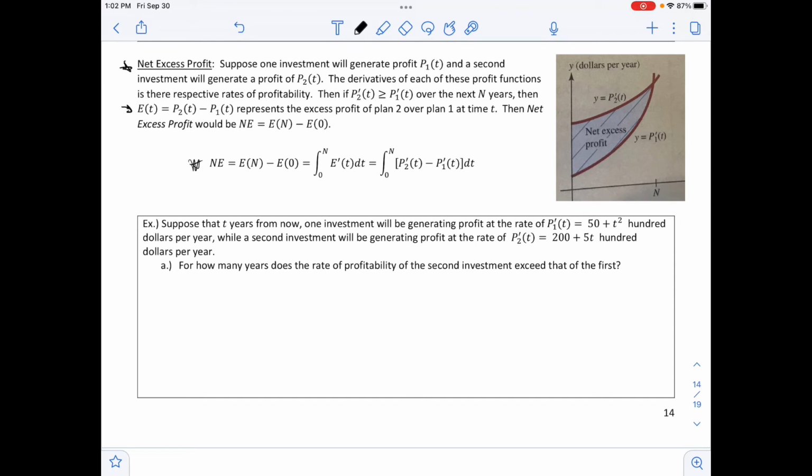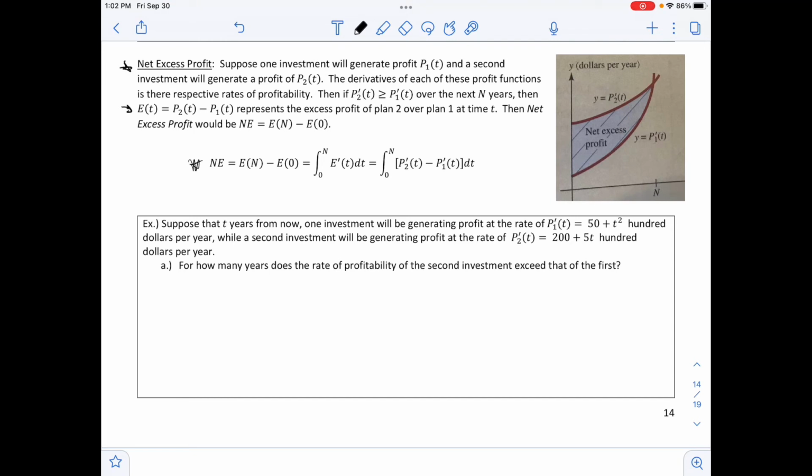So we have an example right below that says suppose that t years from now, one investment will be generating profit at a rate of P1 prime of t equals 50 plus t squared hundred dollars per year, while a second investment will be generating a profit at the rate of P2 prime of t equals 200 plus 5t hundred dollars per year.